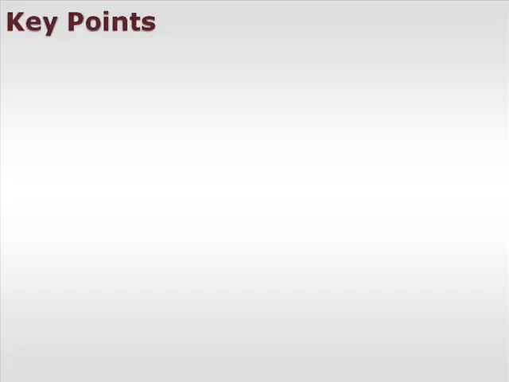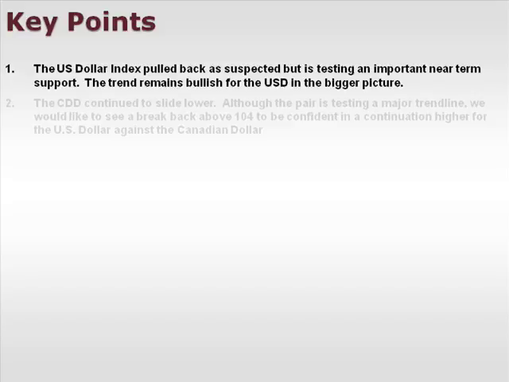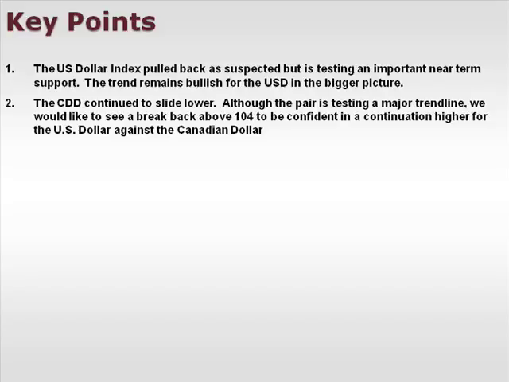Let's take a look at a few of our key points. First of all, the US dollar index pulled back as suspected, but is testing an important near-term support. The trend remains bullish for the US dollar in the bigger picture. The CDD continued to slide lower. Although the pair is testing a major trend line, we would like to see a break back above 104 to be confident in a continuation higher for the US dollar against the Canadian dollar.